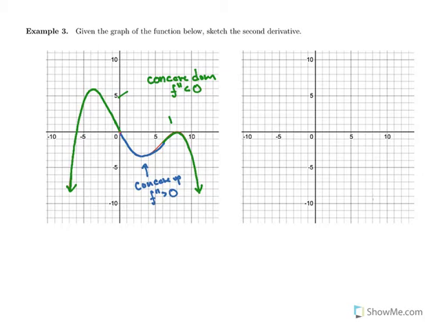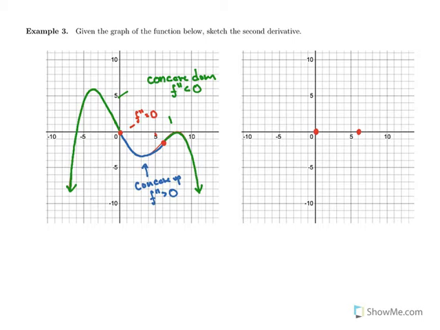And note that we have two special points here where the second derivative is equal to 0. Those are going to be the inflection points. And that's at 0 and 6, when the second derivative is 0.